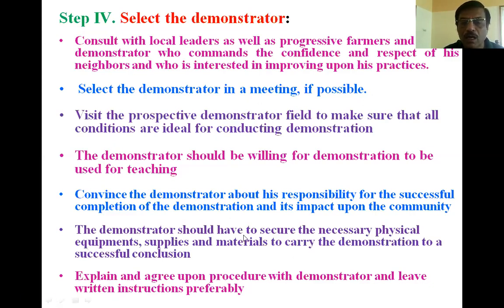The demonstrator should secure the necessary physical equipment. So convince the demonstrating farmers about his responsibility for the successful completion of the demonstration and its impact upon the community. The demonstrator should secure the necessary equipment, such as sowing equipment, spraying equipment, weeding equipment, etc. The demonstrator should secure the necessary physical equipment, supplies, and materials to carry out the demonstration to a successful conclusion.